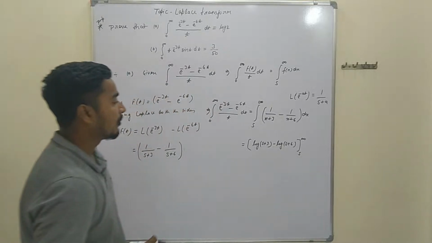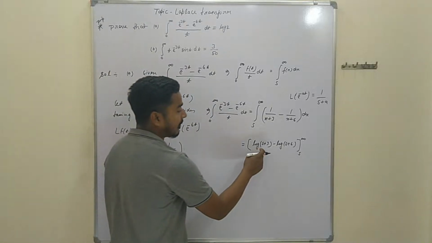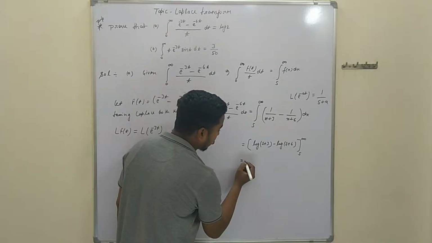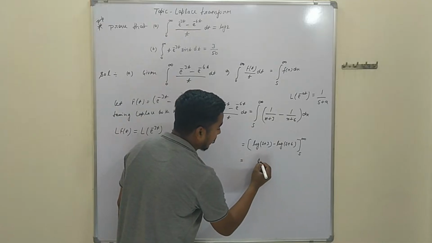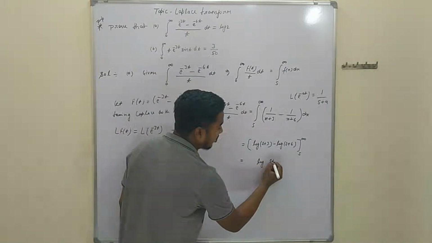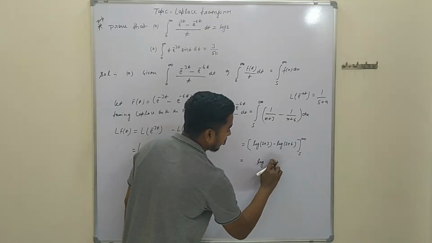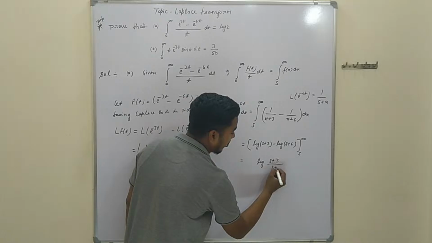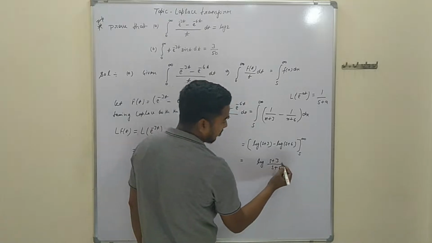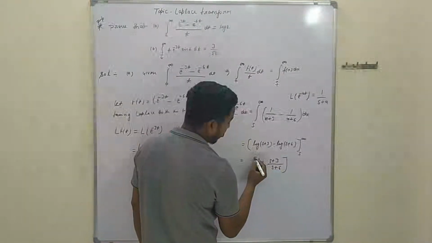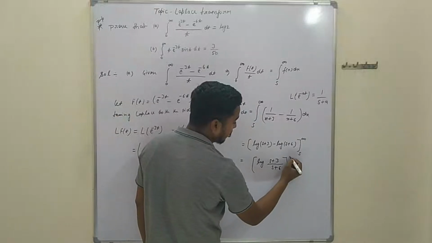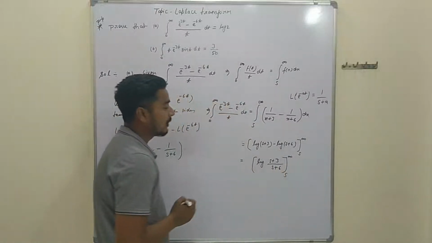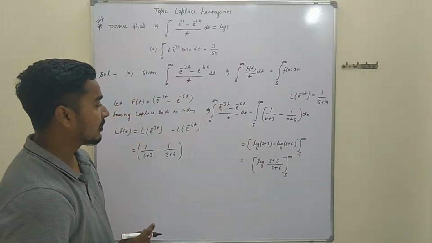And using the property of log m minus log n, which is written as log m upon n, we have to write here log (s+3) upon log (s+6). And here the limit is s to infinity. First we have to put the limit infinity.